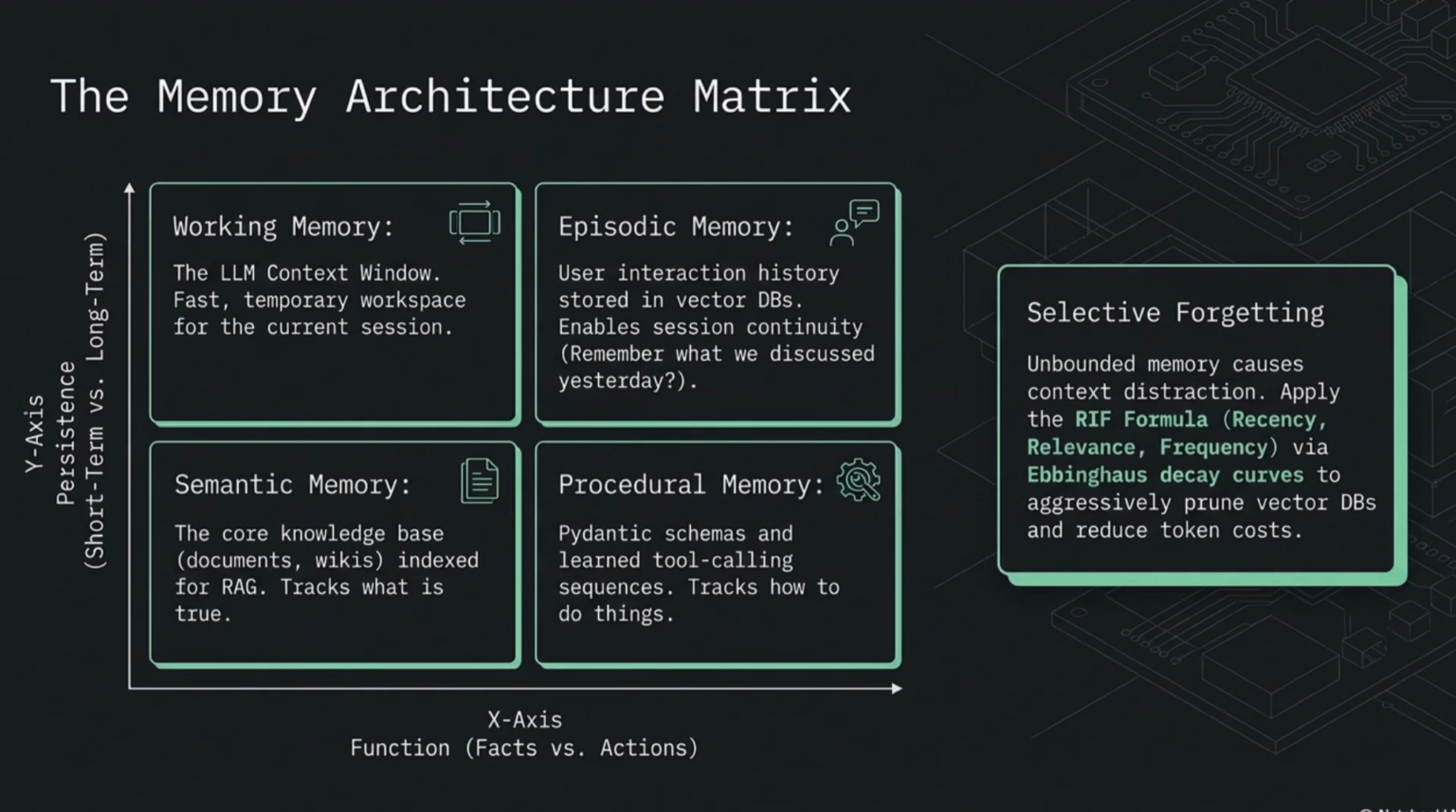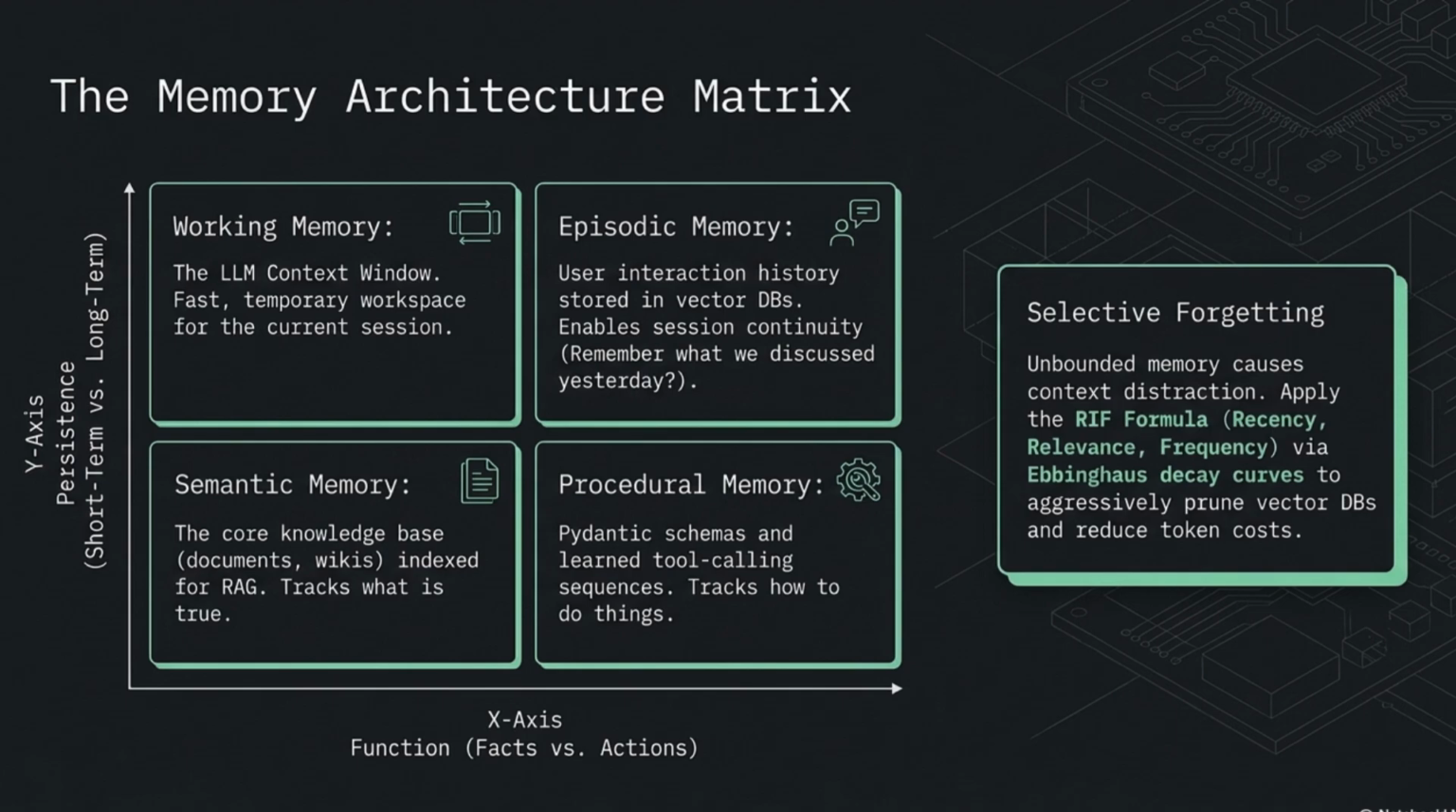Memory is a core component of agentic systems. The architecture includes working memory for fast, temporary storage, episodic memory for session continuity, semantic memory for factual knowledge, and procedural memory for learned actions. Each type of memory serves a distinct purpose, enabling the agent to reason, remember, and act effectively.